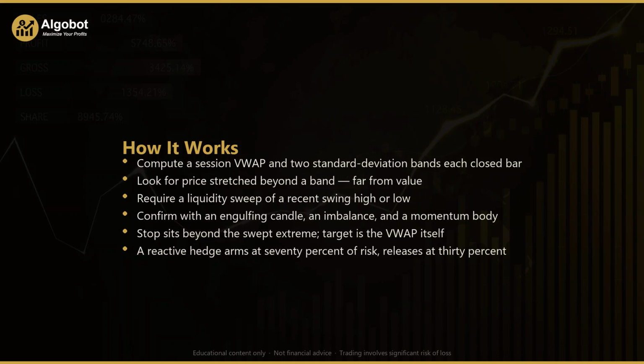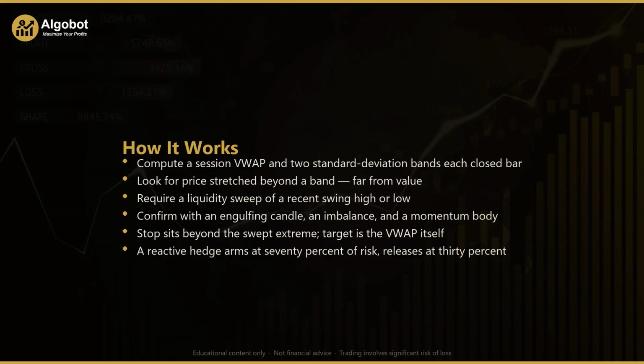Let's take the long side first. Four conditions must all line up. First, price must be stretched, with a recent low at or below the lower band. Second, the just closed candle must sweep support, printing a new local low compared with the previous 10 bars. Third, that candle must be a bullish engulfing of the prior candle, and it must displace upward, either closing above the prior bar's high or leaving a fair value gap. Fourth, its body must beat the recent average body, confirming momentum, and price must still be below the VWAP, leaving room to revert. When all of that aligns, the strategy signals a long entry.